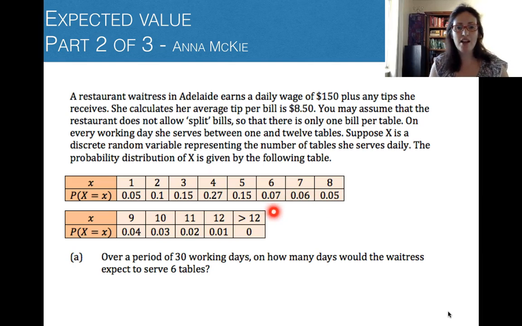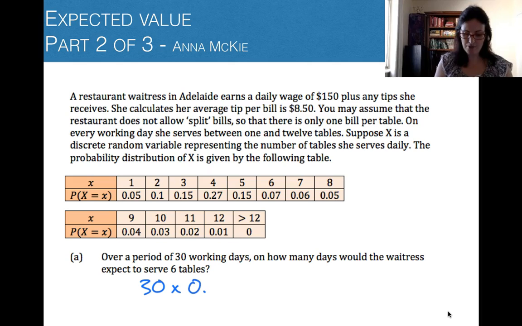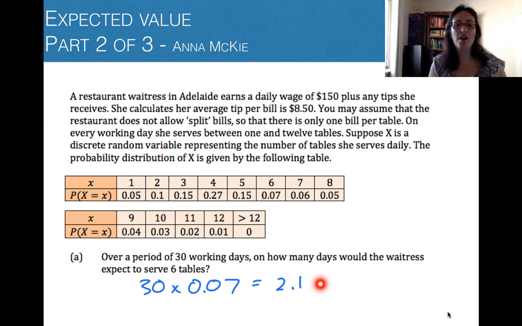Serving 6 tables has a probability of 0.07. So we need to multiply that by 30. So over 30 working days, the chance of serving 6 tables is that probability. So we have 2.1 of the days she would expect to serve 6 tables. So that's just a starter.